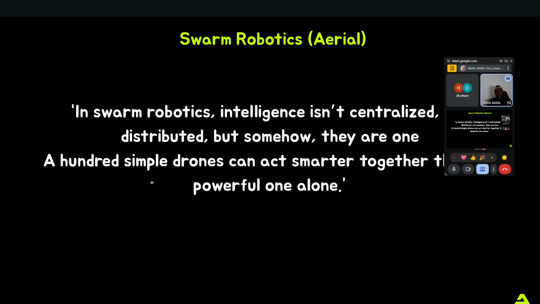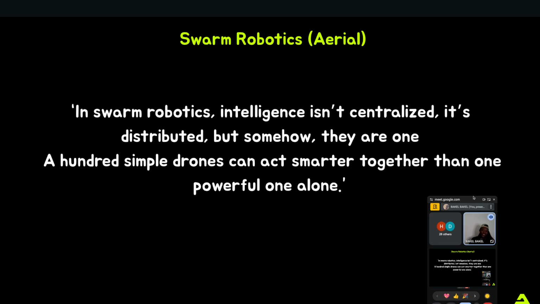And when you talk about swarm robotics, what comes to people's mind is a lot of robots. But how I see it is they are all one, right? So this is how I put it literally. In swarm robotics, intelligence isn't centralized. That's true. If it was a single robot dog, it's one person, it's centralized. I agree with that. It's distributed, meaning the intelligence is on a lot of robots at the same time. Fine, but they are one.